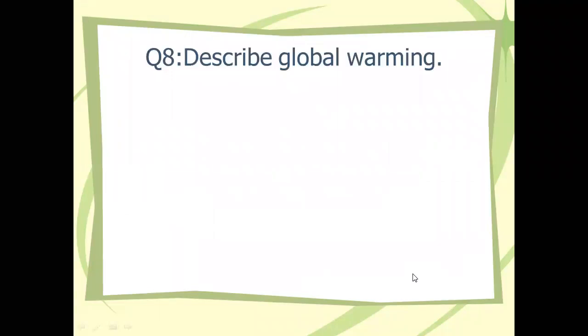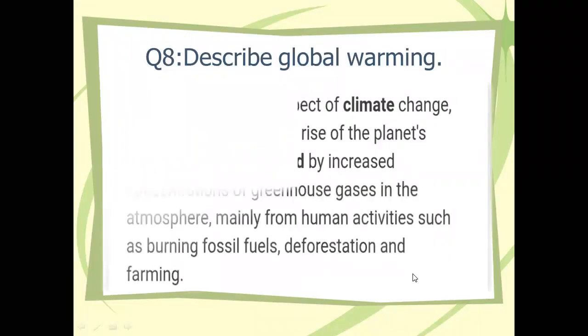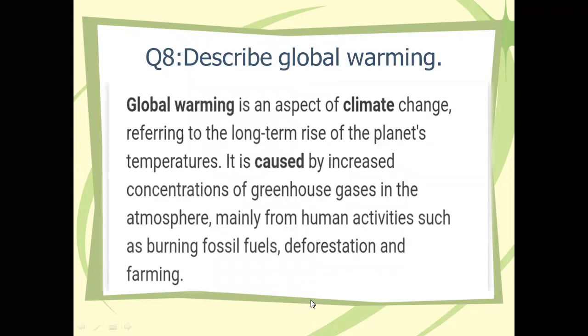Question number 8, describe global warming. Global warming is an aspect of climate change referring to the long-term rise of the planet's temperature. The temperature of the planet increases day by day, and this increase is due to the increase in the concentration of greenhouse gases in the atmosphere. Mainly, these greenhouse gases come from human activities such as burning fossil fuels, deforestation, and farming.